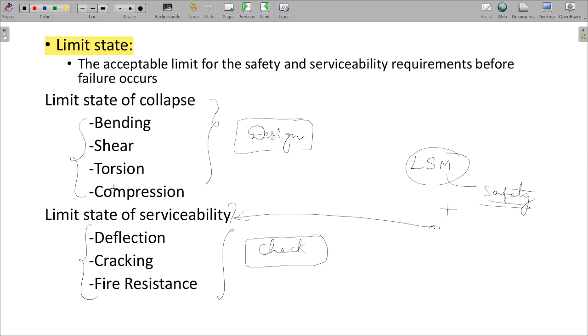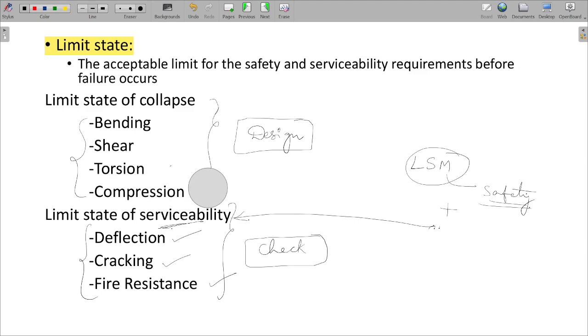What all comes under limit state of collapse? Wherever there is rupture, buckling, or overturning, all this comes under limit state of collapse: bending, shear, torsion, compression. And limit state of serviceability: the things that occur once the building is put into use. Deflection occurs after construction and after application of loads. Cracking also develops after construction. The building's fire resistance too. Everything comes when the building is in service. So we have to remember this.